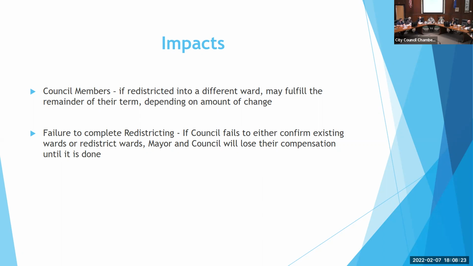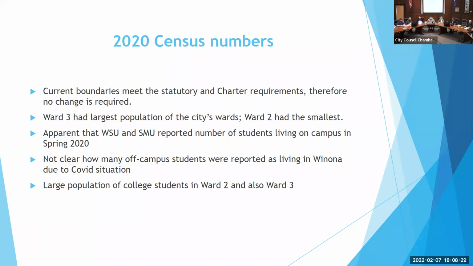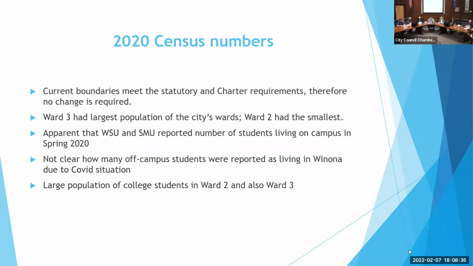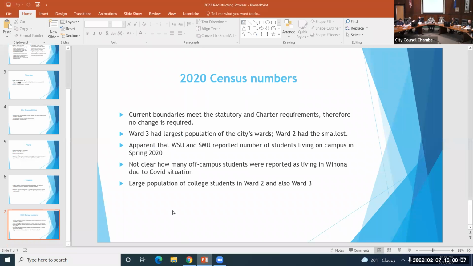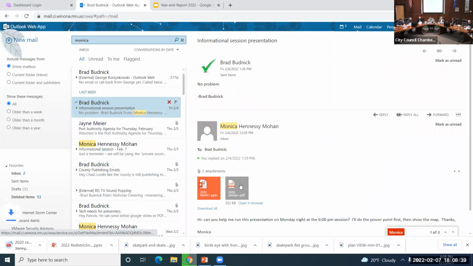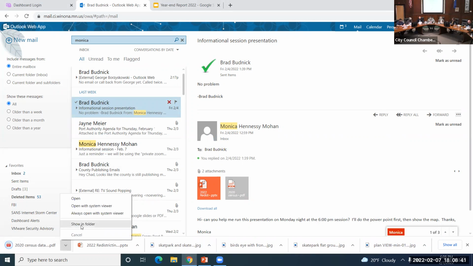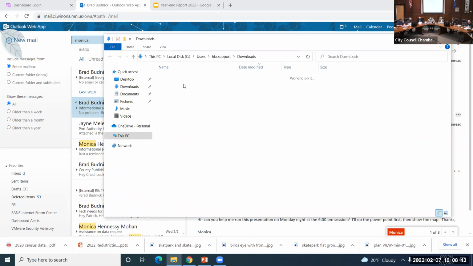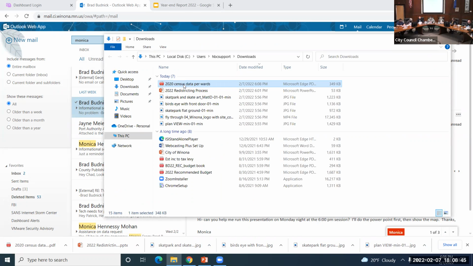So I think it's helpful if you look at the map next that I provided. And on the map, it's a separate file, I did provide what the 2020 census numbers were per ward in the area, in the lower parts of the map.